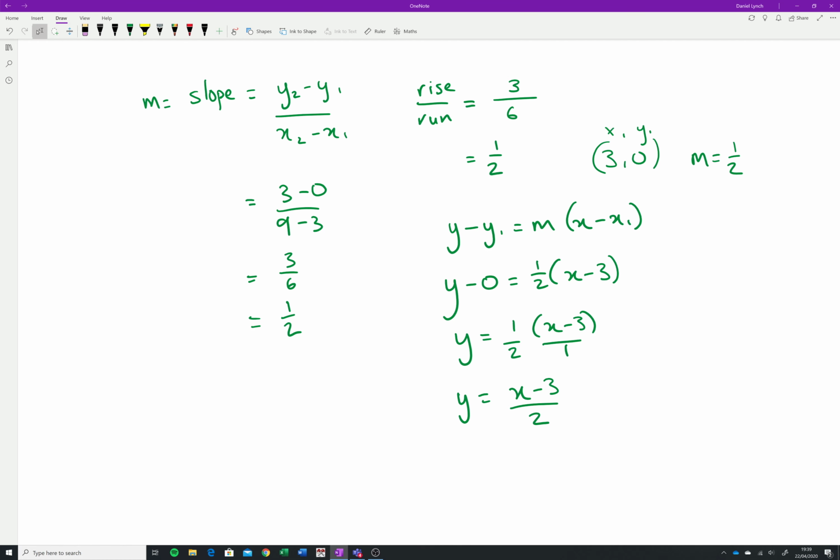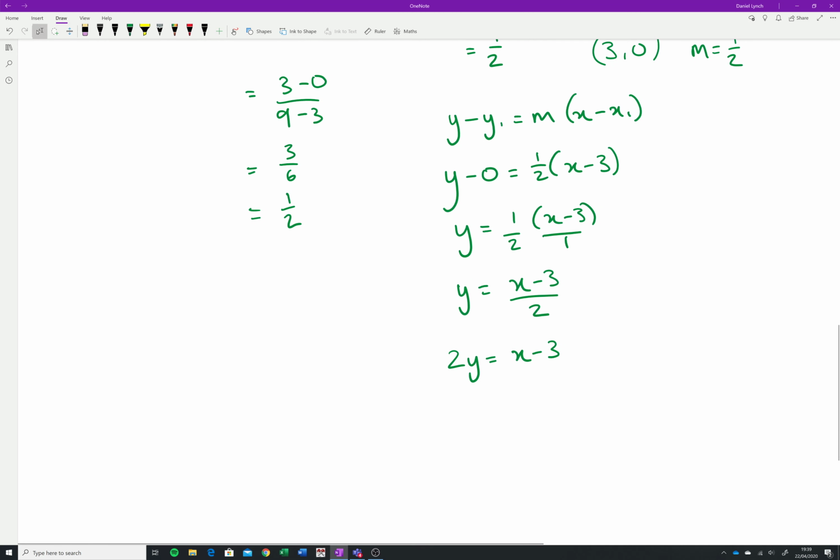Okay, but if you write them both as fractions, top by top, bottom by bottom, and now it's clear, multiply both sides by 2. 2y is equal to x minus 3. And you can write this as you want. You can leave it at that, I guess. Typically what I would do is I'd write it as x minus 2y minus 3 equals 0, or 0 equals that thing. That is the equation of line L. So that's question 2b.